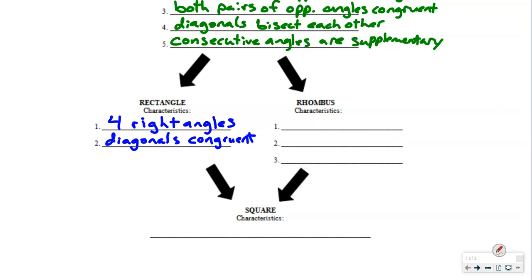rhombuses, their characteristics, they share everything with parallelograms as well, except they're different than rectangles in that they have 4 congruent sides. Rectangles have the 4 congruent angles, the 4 right angles. Rhombuses have the 4 congruent sides. And the diagonals are perpendicular.